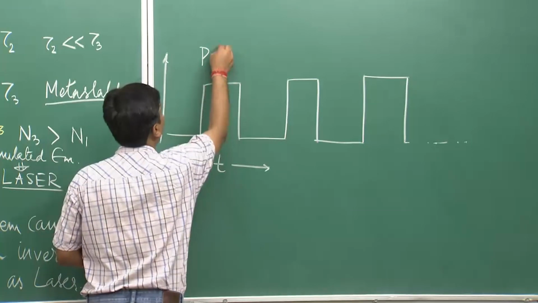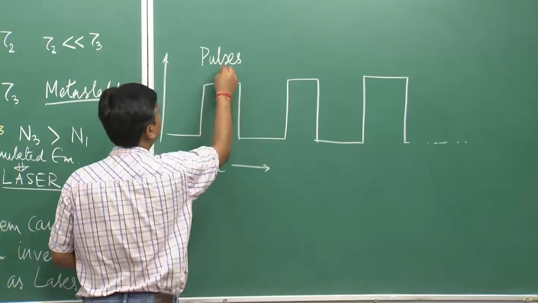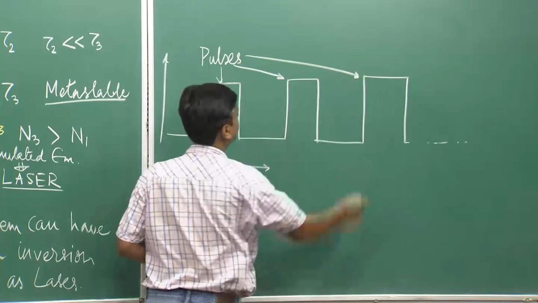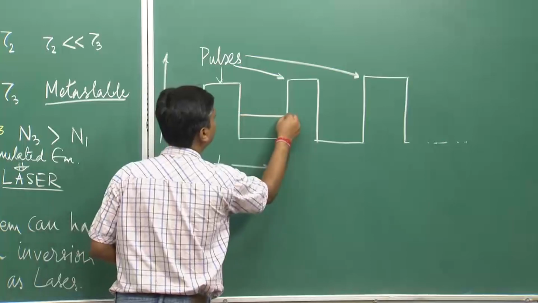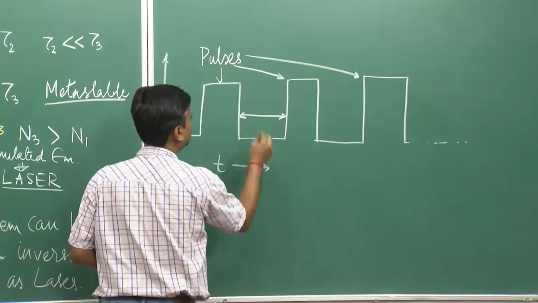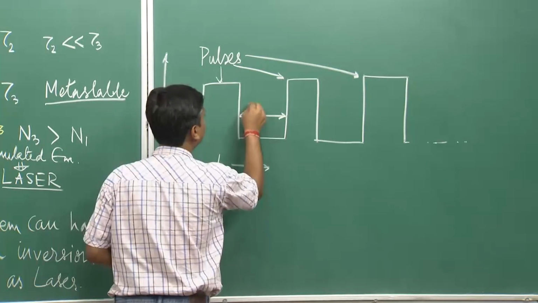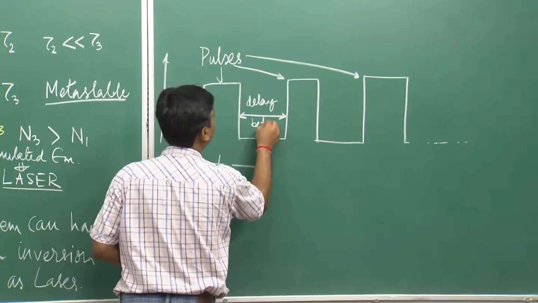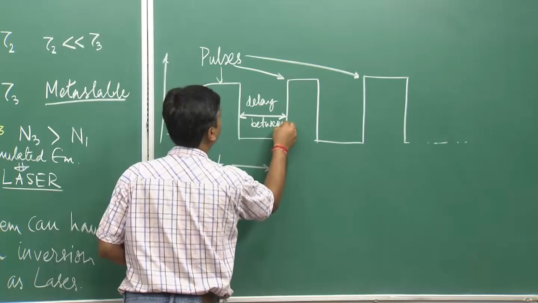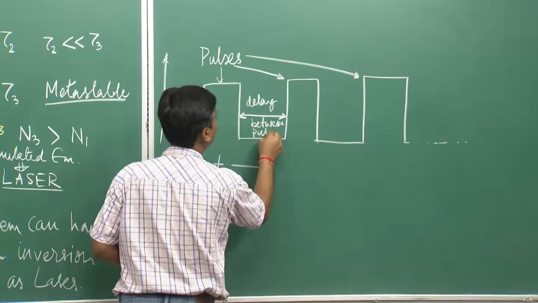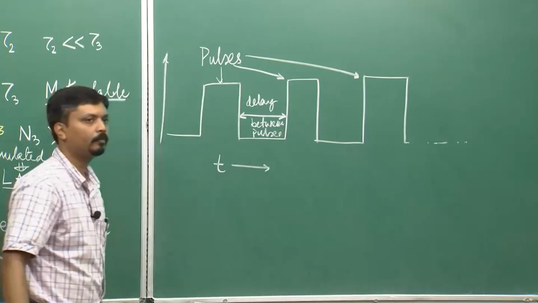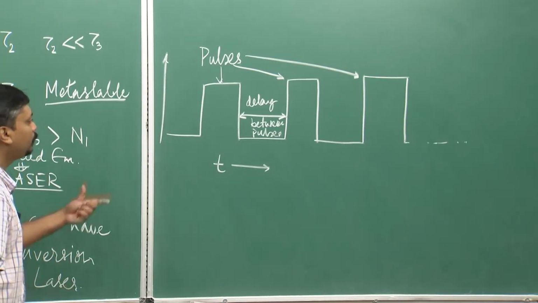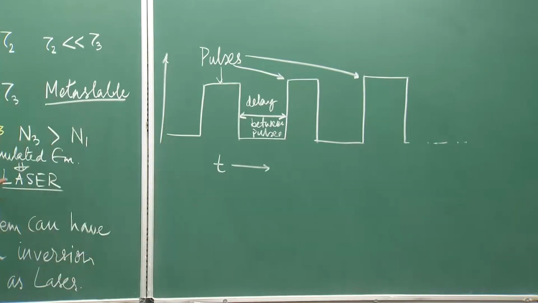So, these are pulses. So, this is one pulse, this is one pulse, this is another pulse, and this is the delay between 2 pulses, right. So, this is the delay between pulses. Okay. So, we get a pulsed output from a three-level system.